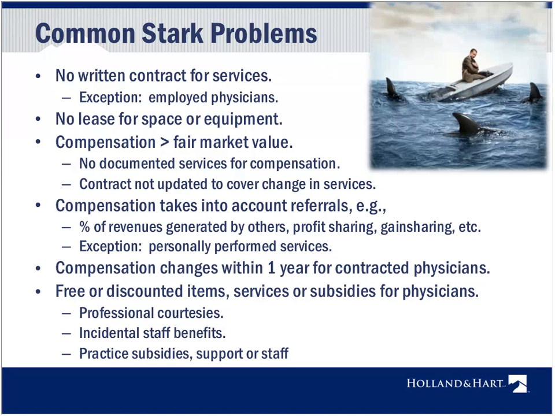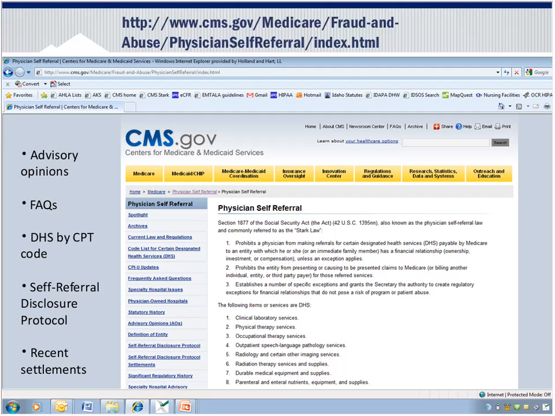independent contractor relationship. Maybe you're providing free or discounted items, services, or subsidies like professional courtesies, incidental staff benefits, practice subsidies, support staff, those types of things. If you are, you're going to want to look and see if you can structure the deal to fit within one of the applicable safe harbors. If not, you probably have a Stark problem.